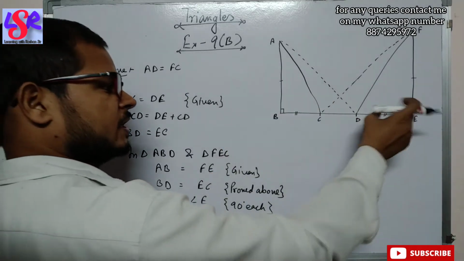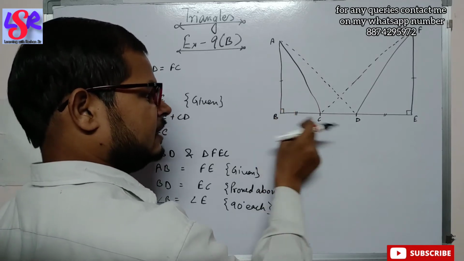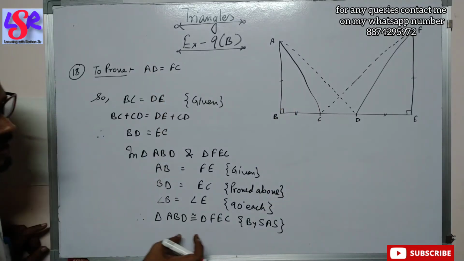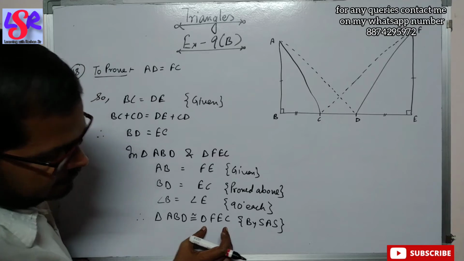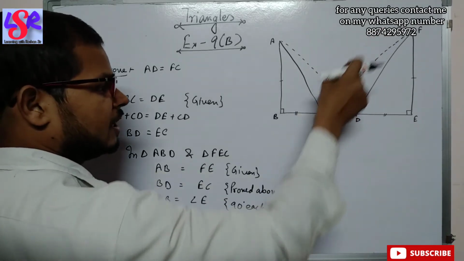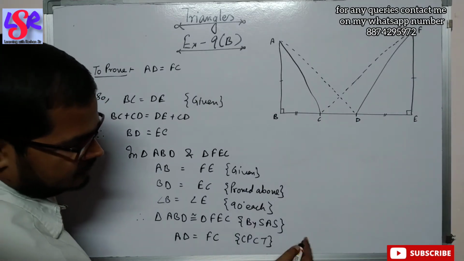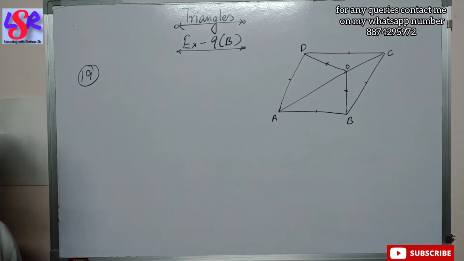Now to prove these two triangles congruent, we have used this side, this angle and this side. So it is SAS. Therefore, triangle ABD is congruent to triangle FEC by SAS congruency criteria. And AD will be equal to FC by CPCT. That implies AD equals FC by CPCT. Hence, proved. Let's see question number 19.